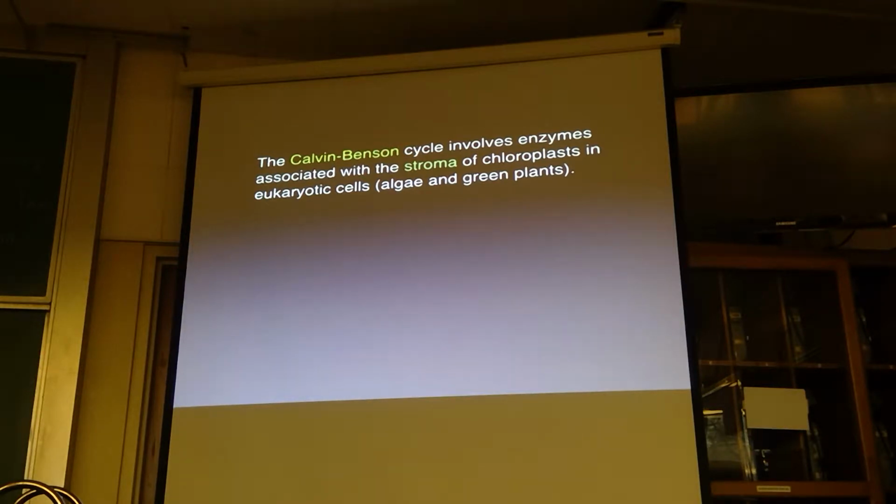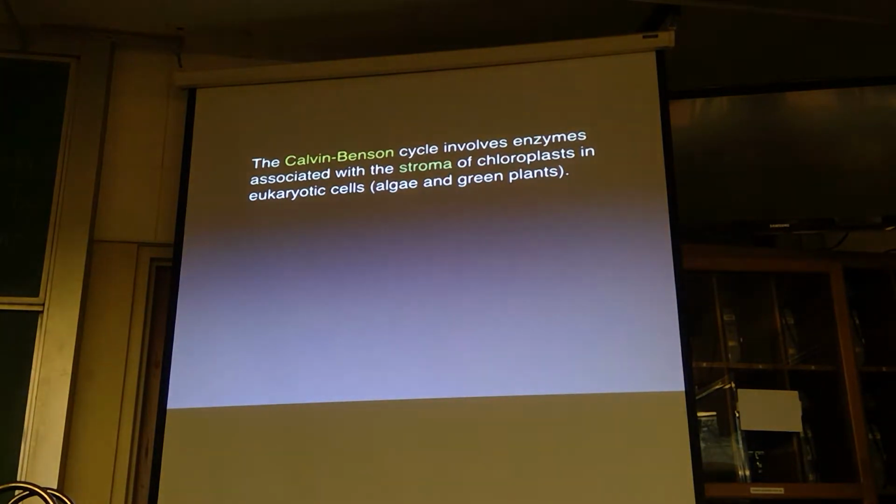The enzymes that are used to run this pathway are associated with the stroma of the chloroplast. So if you look at a chloroplast, the inner fluid-like material is the stroma, equivalent to the matrix of a mitochondria. The stroma is the inner part. If we think about chloroplasts as being prokaryotic cells, then what would be the stroma would be just cytoplasm.